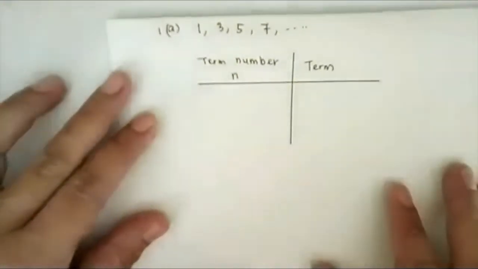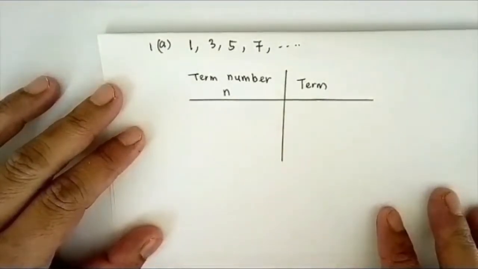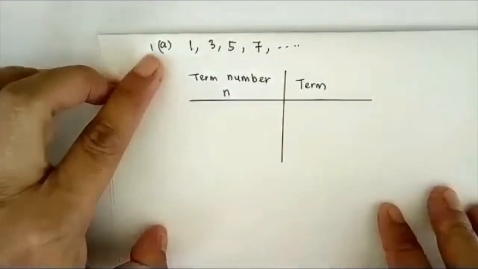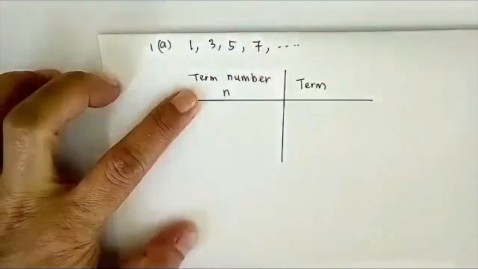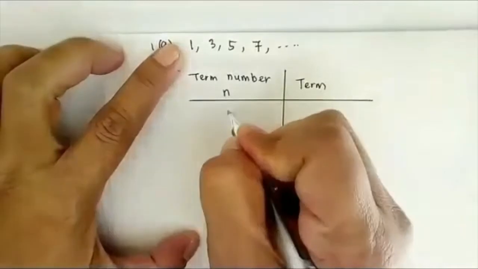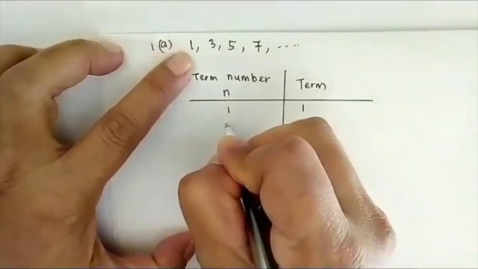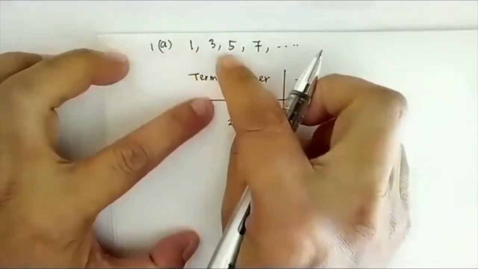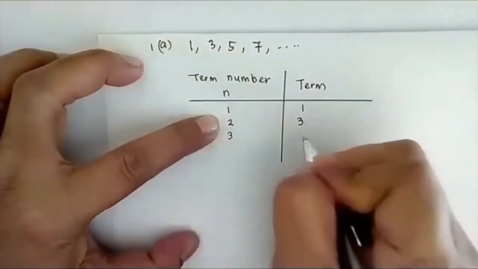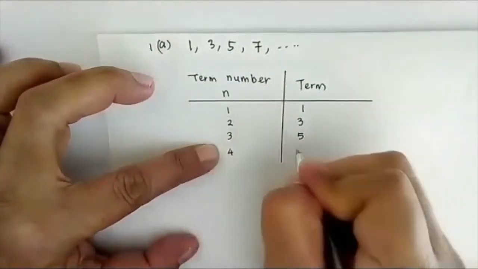Look at question example 1a. Given the sequence 1, 3, 5, 7. Term number 1 is 1. Term number 2 is 3. Term number 3 is 5. And term number 4 is 7.